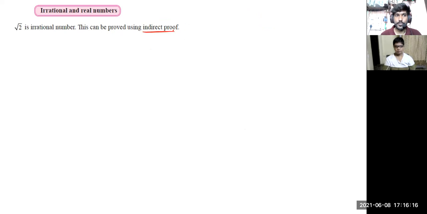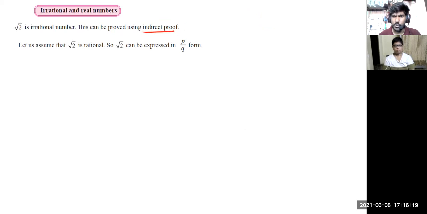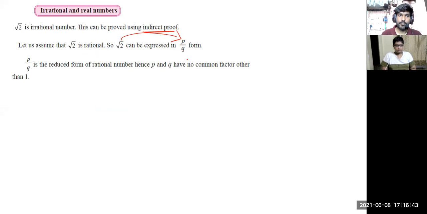Okay, indirect proof. So, let us assume, just assuming, suppose root 2 is rational. And now by the definition of rational, it means that root 2 can be written in the form of p by q. Now, this is just an assumption. We are assuming. So, if root 2 is rational, then root 2 can be expressed in the form of p by q. Now, one thing to note, if you're writing it in the form of p by q, this is the reduced form of a rational number. Means you cannot reduce it any further.